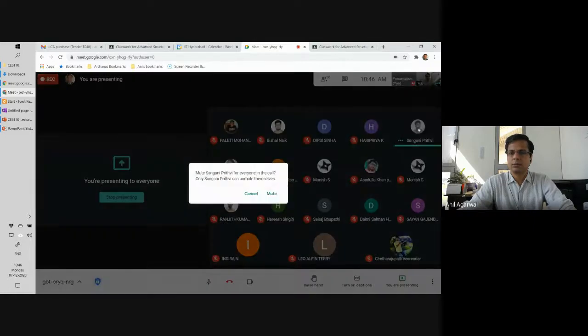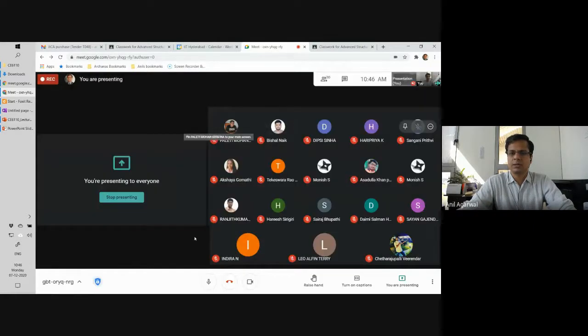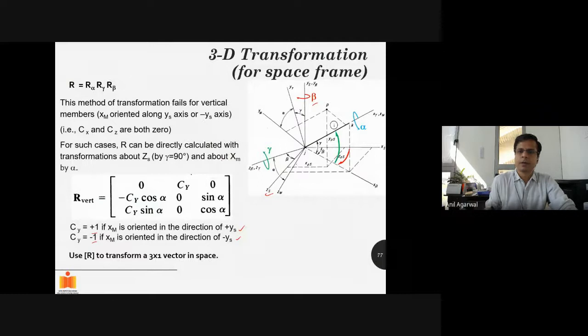Correct. So if you know the answer, please answer. Don't wait for me to call your name. Fine. So if the member is going in positive y direction, then it's upward. It's vertical still, but it is upward. So then you would have cy equal to +1. Otherwise, you will have cy equal to -1. It's written right here. It is oriented in the direction of plus y or minus y.